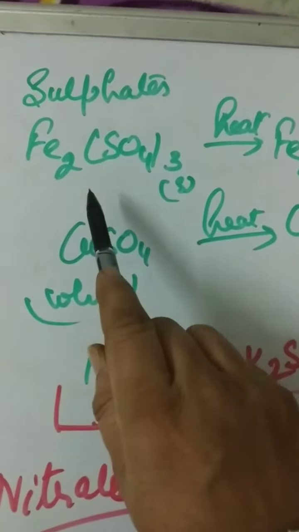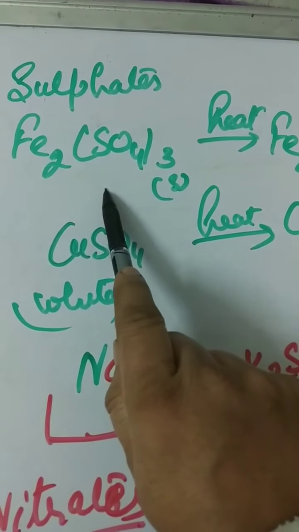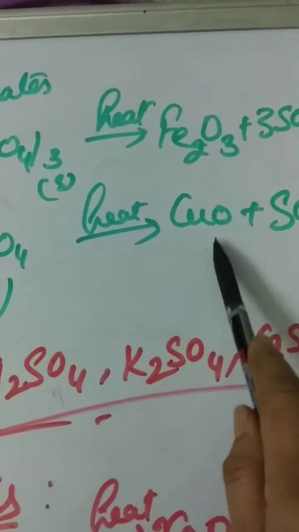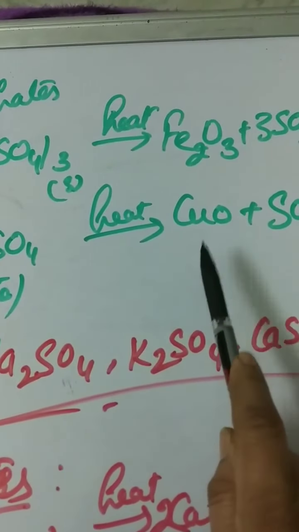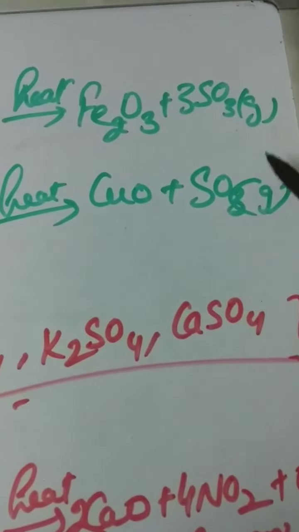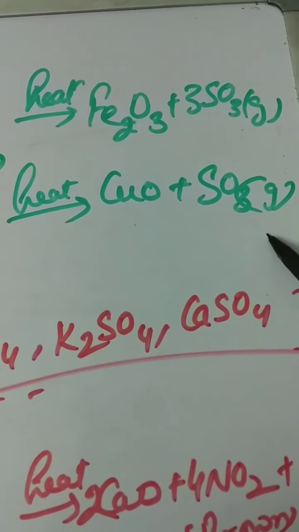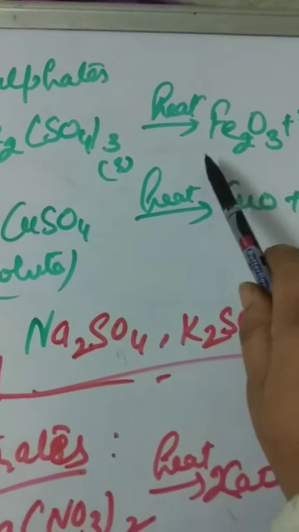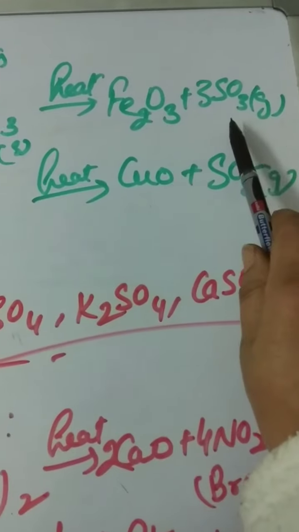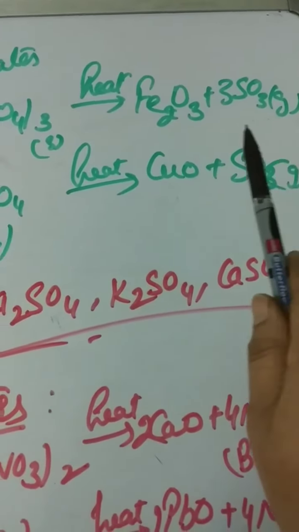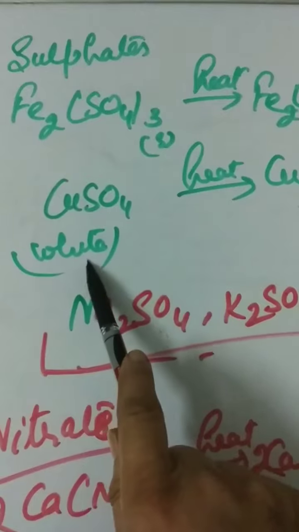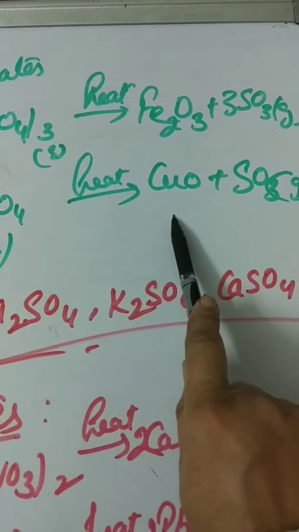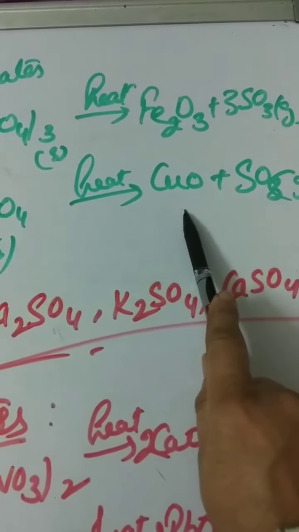Sulfates. Iron sulfate and copper sulfate, when heated, form oxides: iron oxide and copper oxide, which is black in color, as you know very well. Which gas will be liberated during this reaction? Sulfur trioxide. So during this reaction, you can see iron sulfate, when heated, gives iron oxide, and sulfur trioxide is released in the form of gas. Similarly, copper sulfate, which is white in color, when heated, gives copper oxide and sulfur trioxide, and copper oxide we know is black in color.